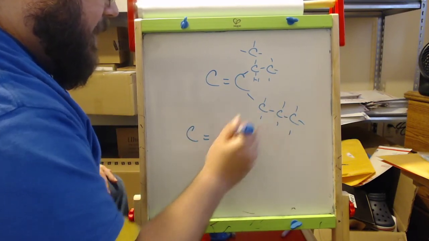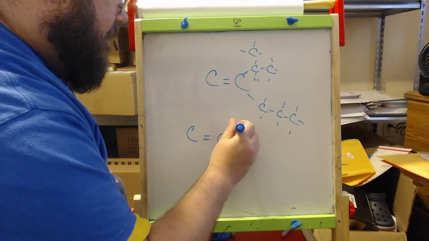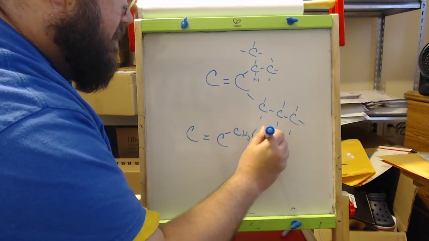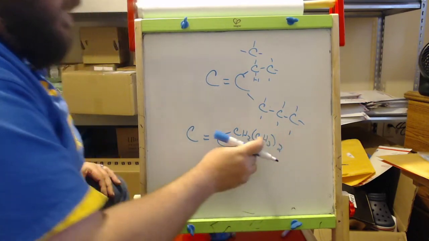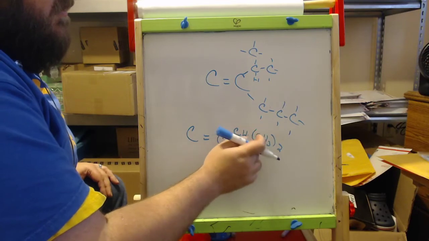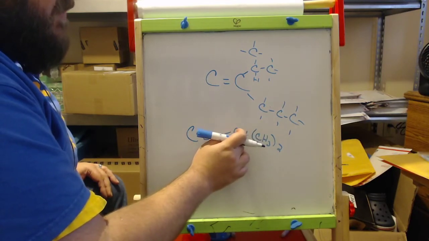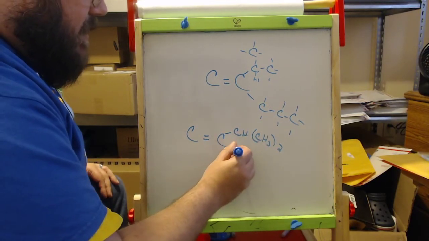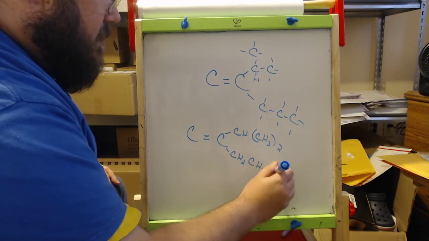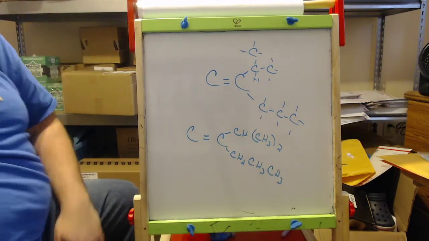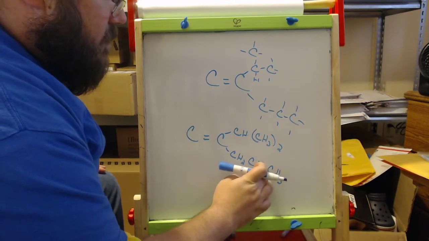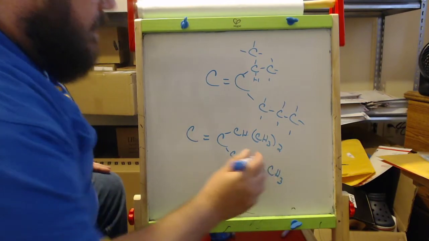Another way of writing what I have up here, this top half, you might see it written as CH2, parentheses, CH3, 2. That means that each other bond that carbon needs is a CH3 group, and this down here would be CH2, CH2, CH3. Like so.